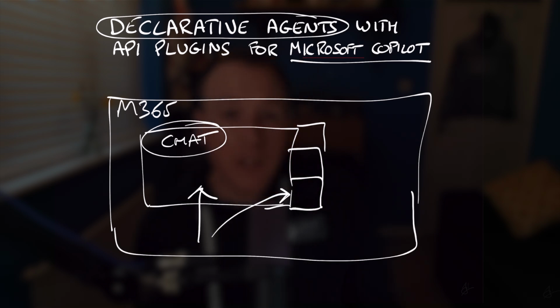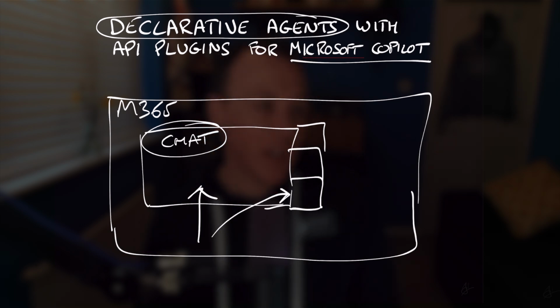They're called declarative agents because you are kind of declaring their specialism, if you like. They're agents that live on top. So that's broadly what they are and how they fit in to the wider ecosystem.